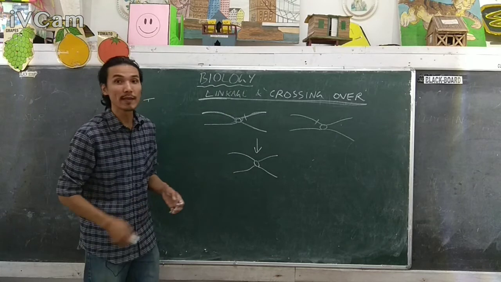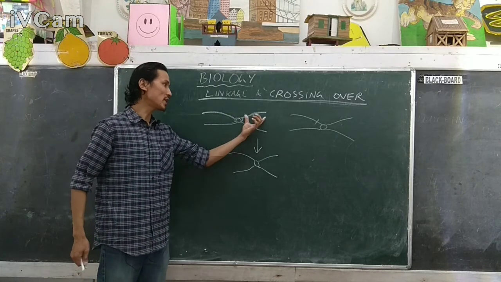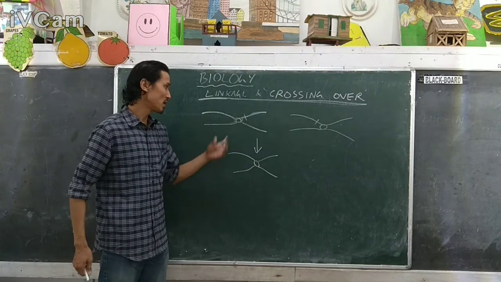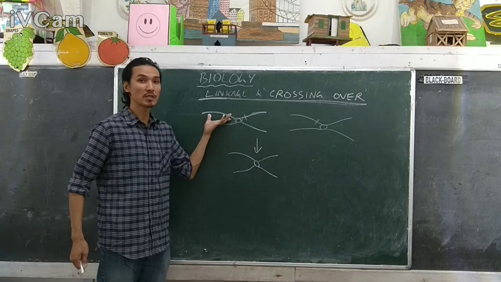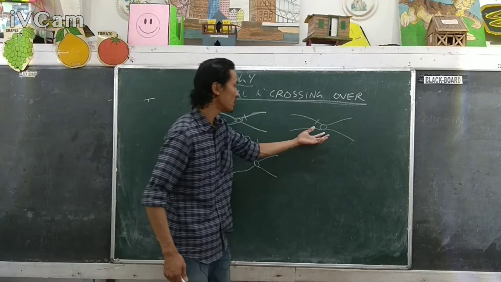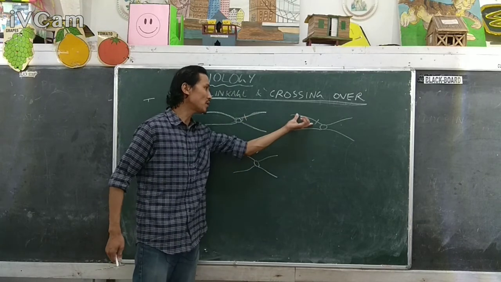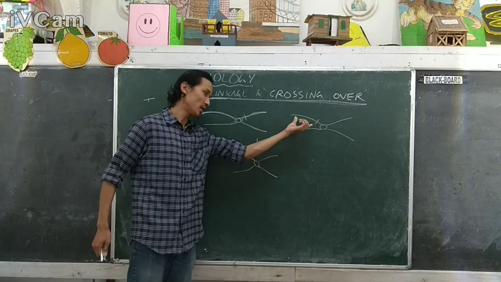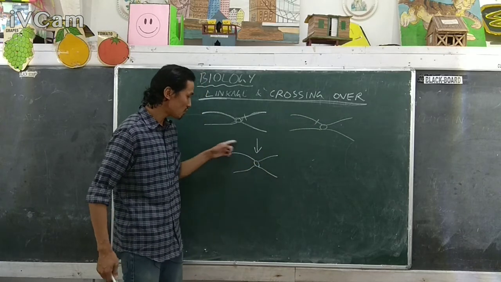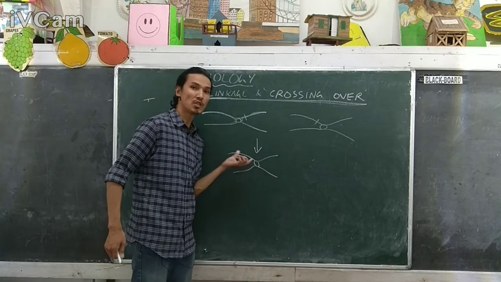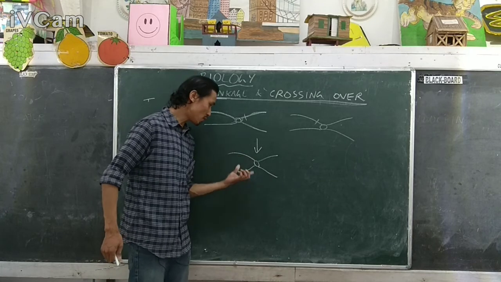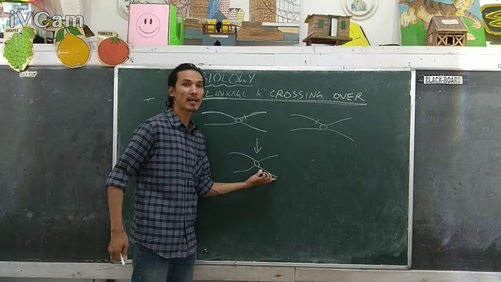Crossing over means the exchange of chromatids between two homologous chromosomes. In this case, one chromosome I have represented with white chalk and the other chromosome with green chalk. So during crossing over, what happens is these two segments of the chromosomes exchange with each other. As a result, this new chromosome has a different combination of genes. Because of crossing over, we get different sets of characters.